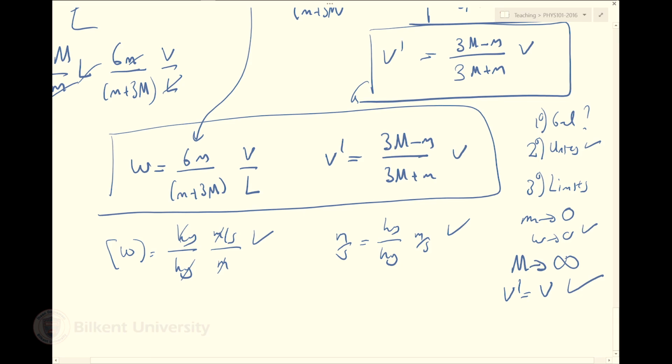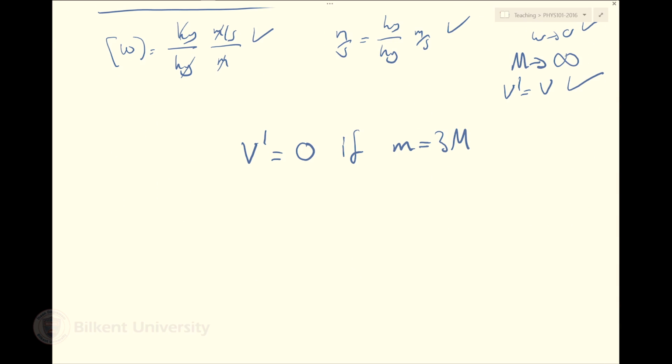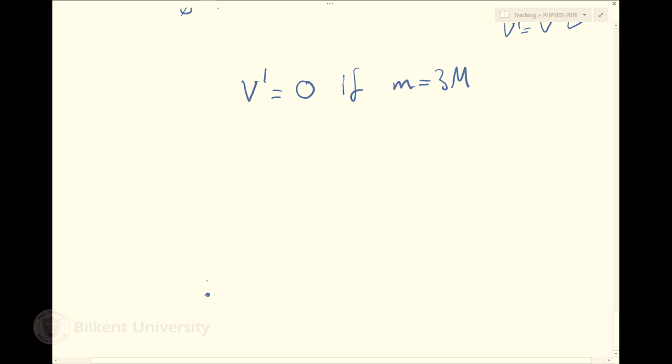But here is something more interesting. I did not specify anything about the ratio of the masses in this problem, small mass and capital mass. So my answer tells me that v prime is 0 if M is equal to 3m. So that's actually kind of interesting.